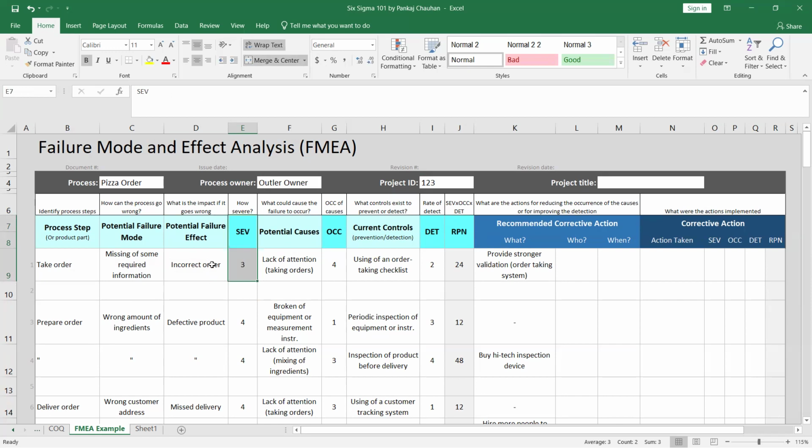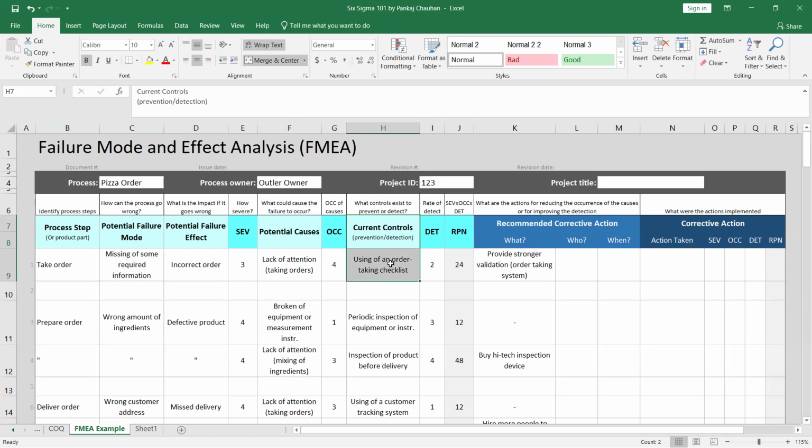Now we'll do the why analysis: why are you missing some required information? Probably the answer is because of lack of attention. What are the chances that you will not pay attention, or there is a lack of attention? Probably on a scale of 1 to 5, 4 is the rating. Very high. So how to avoid this lack of attention? What are the current controls in the existing process that you can use to avoid this potential failure mode? By using an order taking checklist.